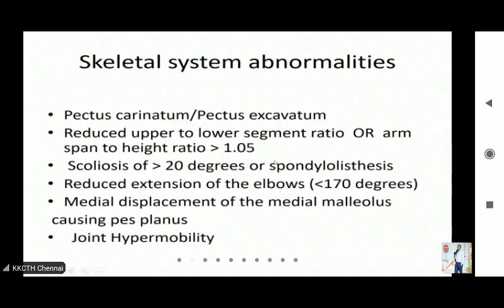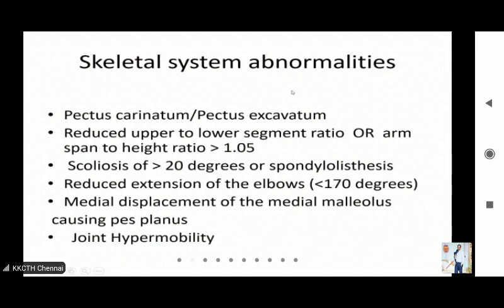So the skeletal system abnormalities that you would see in Marfan's: pectus carinatum, pectus excavatum, reduced upper to lower segment ratio or arm span to height ratio more than 1.5, scoliosis of more than 20 degrees or spondylolisthesis, reduced extension of the elbows, medial displacement of the medial malleolus causing pes planus, and general joint hypermobility.